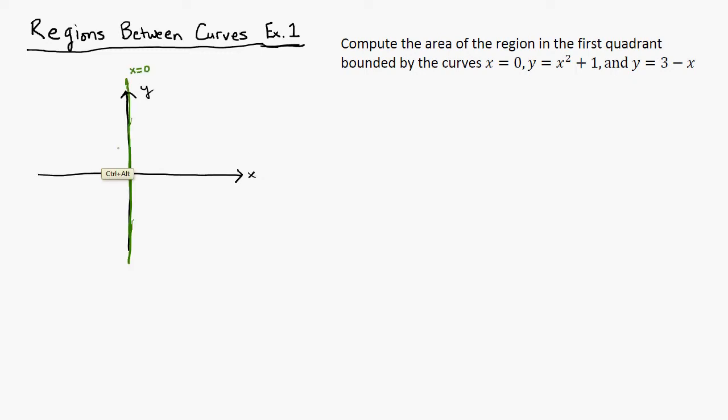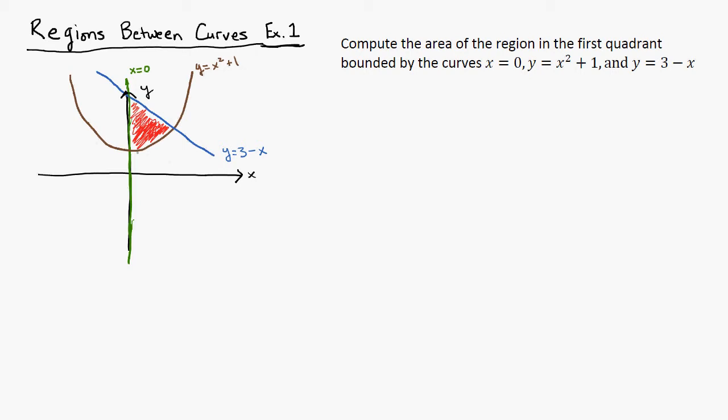The first curve is the curve x equals 0, which we've sketched in green here. It's just the y-axis. The second curve is the curve y equals x squared plus 1, which is the parabola which we've drawn in brown here. The third curve is the line y equals 3 minus x, which we've drawn in blue here. So the region that's being enclosed is this region that's shaded in red here. So we're trying to compute this area.